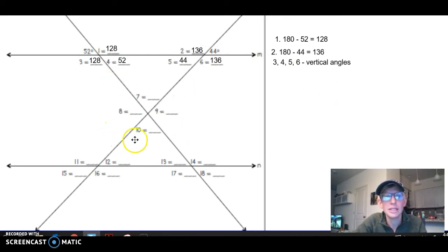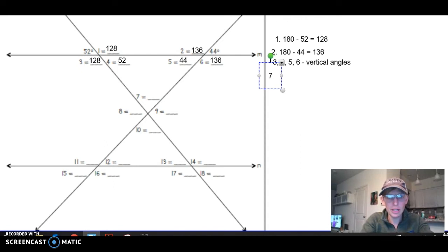Let's go down here to 7, 8, 9, and 10. What I'm going to do for that is think about that rule that we came up with way in the beginning of the year for the internal angles of a triangle. If I consider this as a triangle, it is a triangle. It's got 3 sides. And I know that if I add 52 plus 44, whatever angle 7 equals has to all together be 180 degrees. I'm going to use that triangle rule to figure out angle 7.